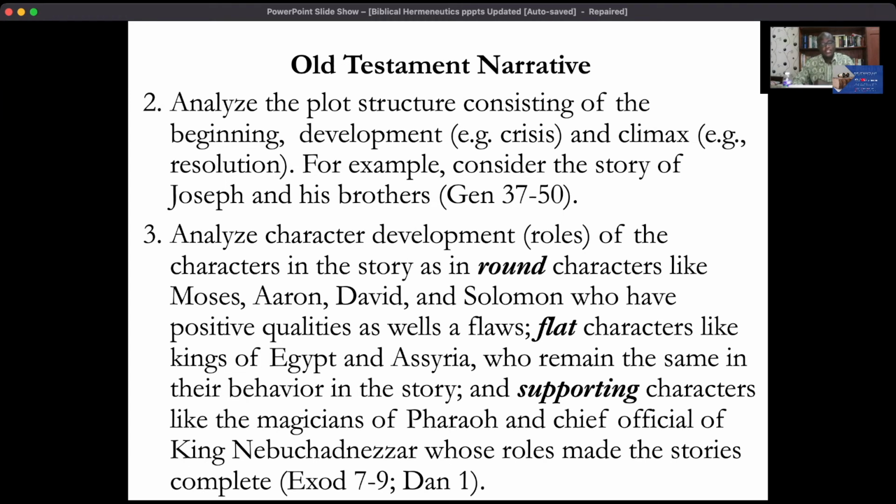The third thing is to analyze character development, the roles of the characters in the story. They have several roles. We have round characters like Moses, Aaron, David, and Solomon, who have positive qualities as well as flaws. And also we have flat characters like the kings of Egypt and Assyria, who remain the same in their behavior. They never change in the story. And you have supporting characters like the magicians of Pharaoh and the chief official of King Nebuchadnezzar, whose roles made the stories complete. They are not really part of the main characters. They are only there for the story to go on.